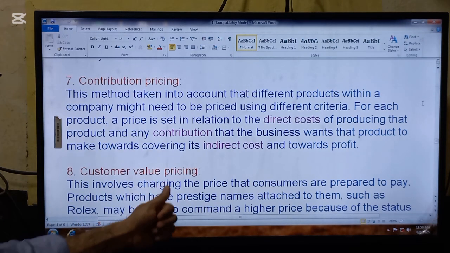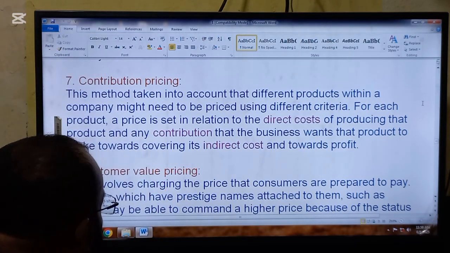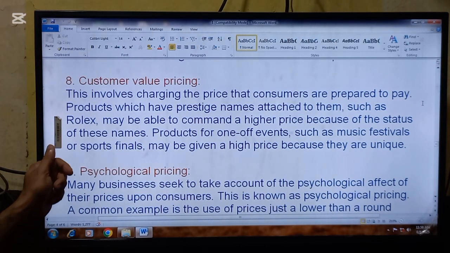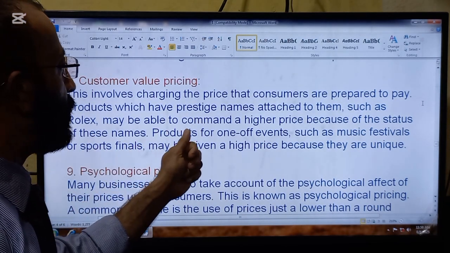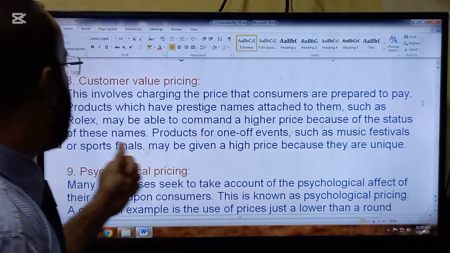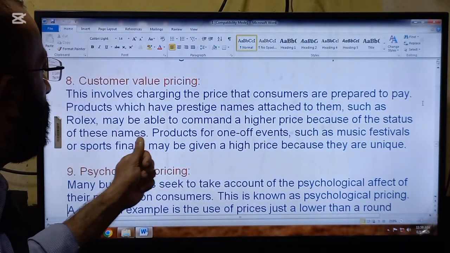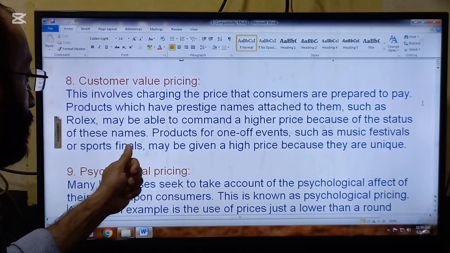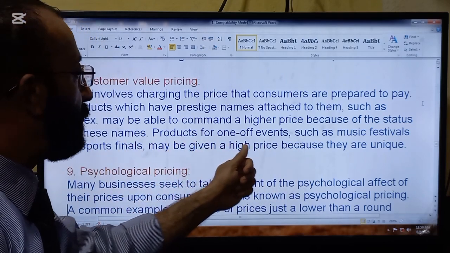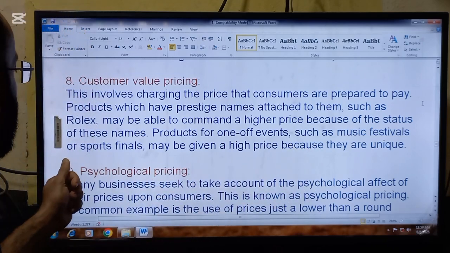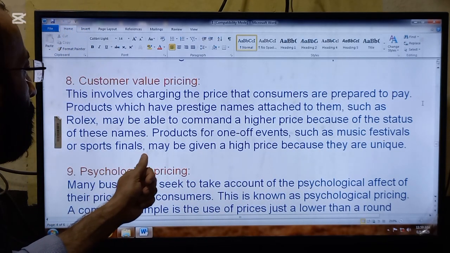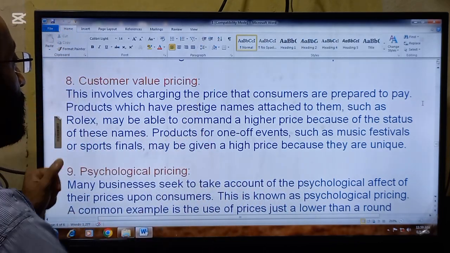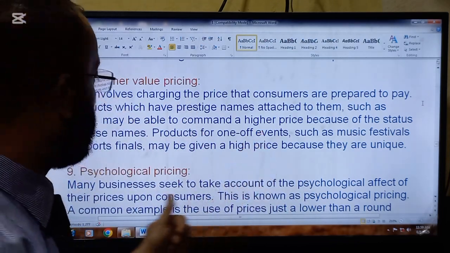Next is customer value pricing. This involves charging the price that consumers are prepared to pay. Products which have prestige names attached to them, such as Rolex, may be able to command a higher price because of the status of these names. Products for one-off events such as musical festivals or sports finals may be given a high price because they are unique. So this kind of pricing is called customer value pricing.